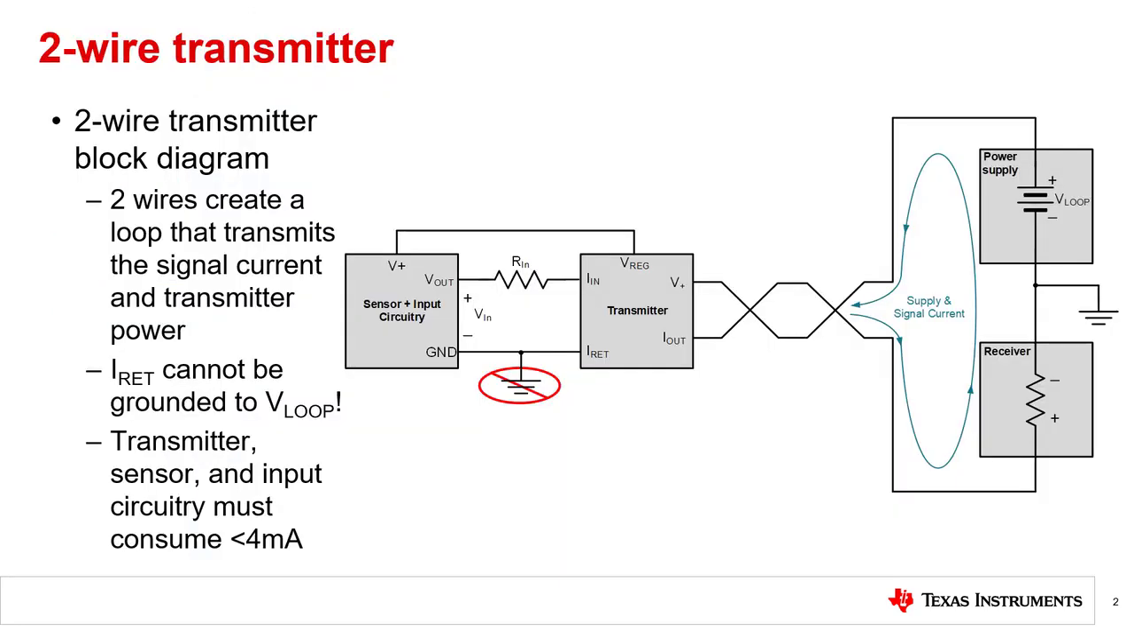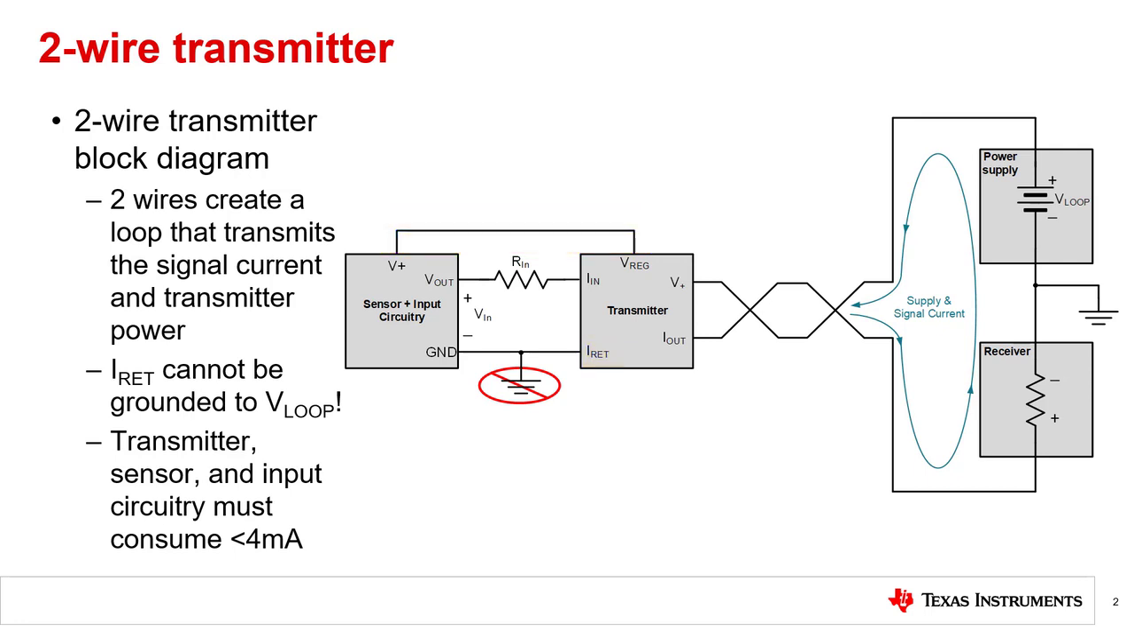In a previous video, we introduced the following characteristics of a 2-wire 4 to 20 milliamp transmitter. To summarize, a 2-wire transmitter uses 2 wires to create a loop that transmits the signal current and supply current to power the transmitter. The transmitter can supply power to the sensor and its input circuitry, but these voltage levels all float with respect to the transmitter return, I-return.